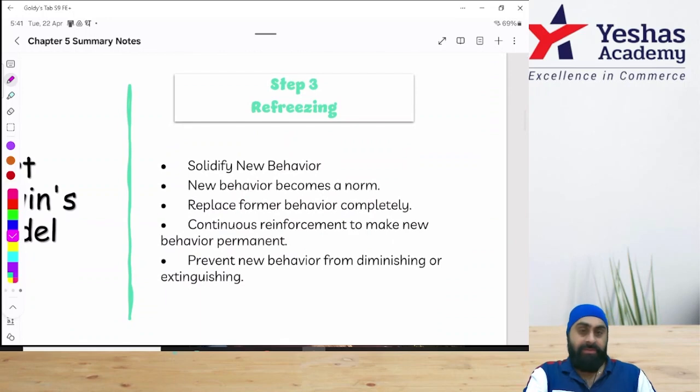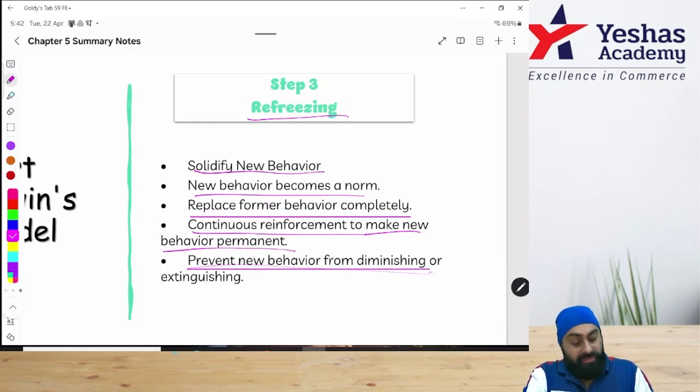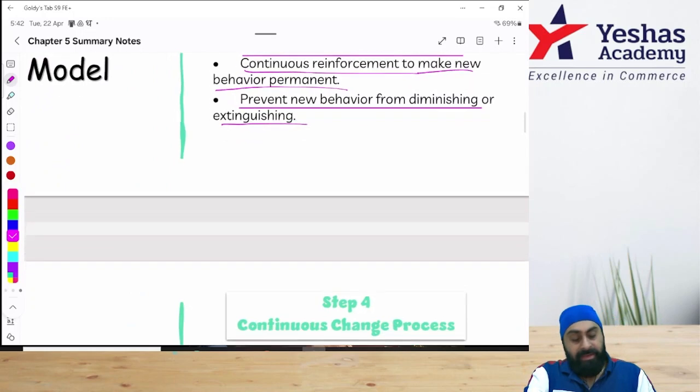Now, people have changed. You want them to refreeze it. You don't want them to go back to the old method. So solidify new behavior. New behavior now becomes a norm. Replace former behavior completely. Continuous reinforcement to make new behavior permanent so that people don't change back. Prevent new behavior from diminishing and extinguishing. If we change and people go back to the same old methods, what is the point of taking so much effort in making changes to the organization? That would not make sense.